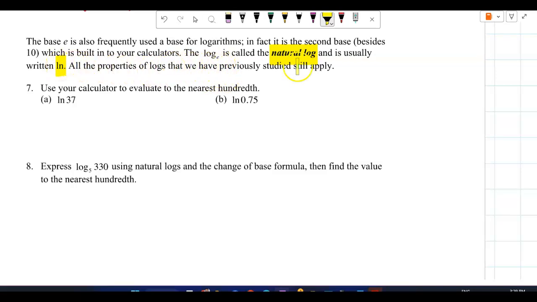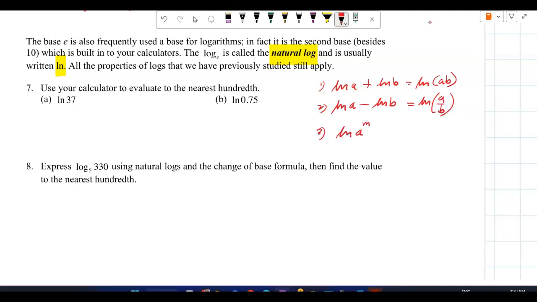All the properties of logs apply. What does that mean? Then ln A plus ln B will be ln AB. ln A minus ln B is ln of A upon B. Third, ln A raised to M will be M ln A.